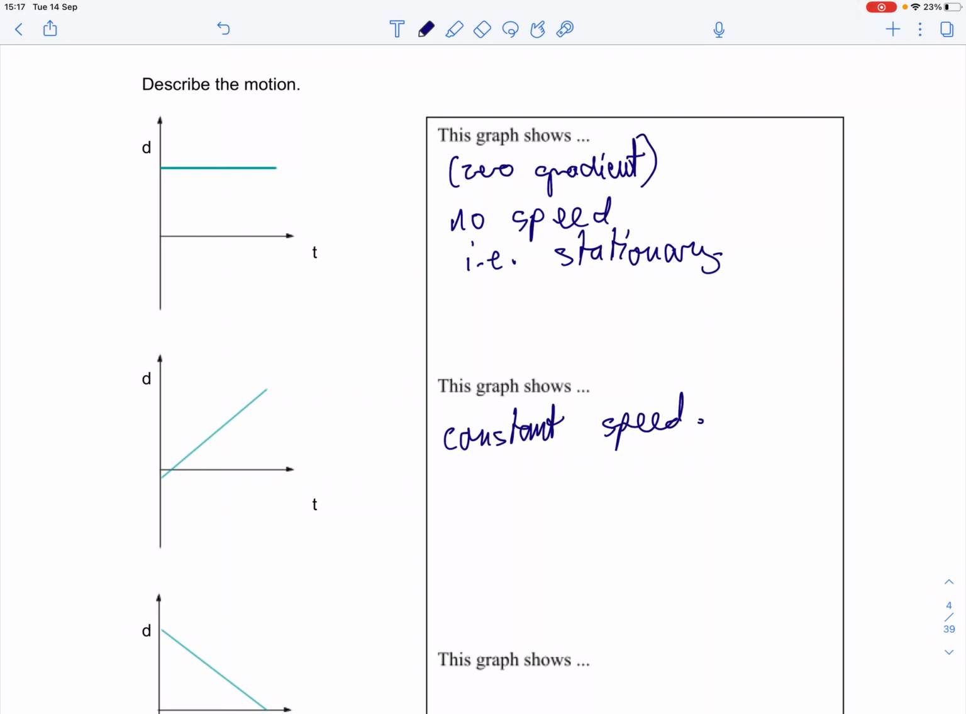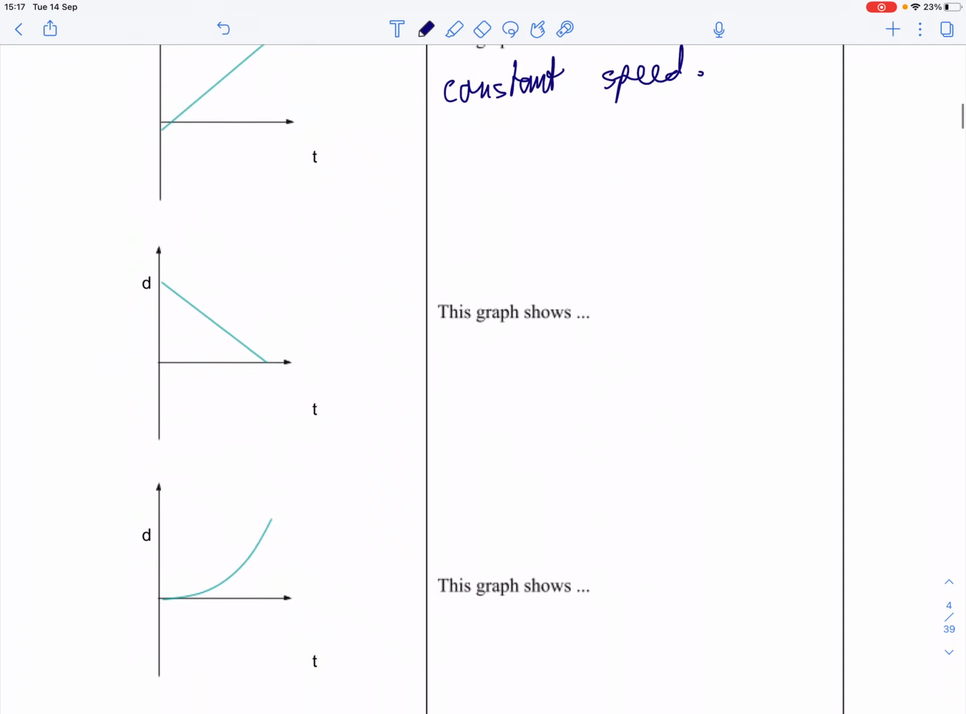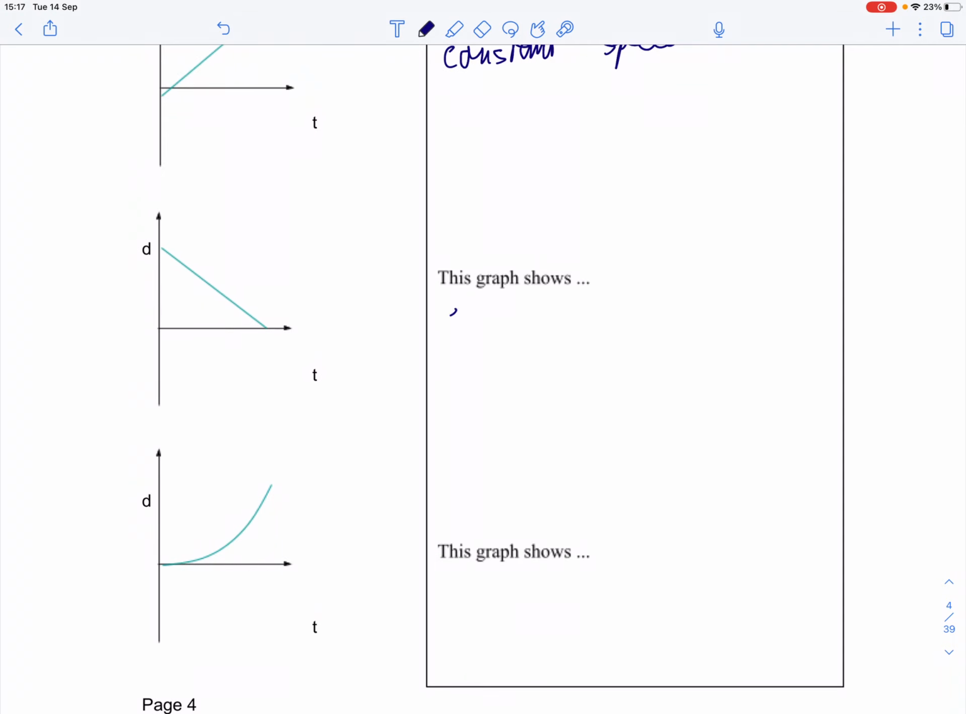Second one here shows a constant speed. The gradient isn't changing, it's not 0, so there is a speed, but the speed is not changing because the gradient is not changing, it's a straight line. Okay, constant speed.